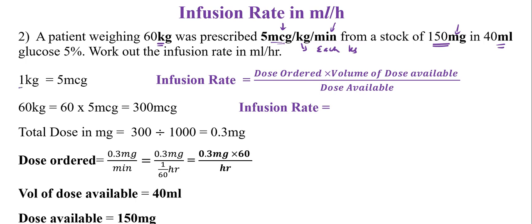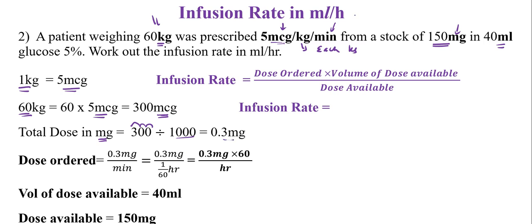So for every 1 kilogram of the patient weight, we administer 5 micrograms. The patient weighs 60 kilograms. So we multiply the 60 by 5 micrograms, we get 300 micrograms. We need to convert the 300 micrograms into milligrams. So we divide by 1000. The point moves 3 times to the left. The 300 micrograms becomes 0.3 milligrams.